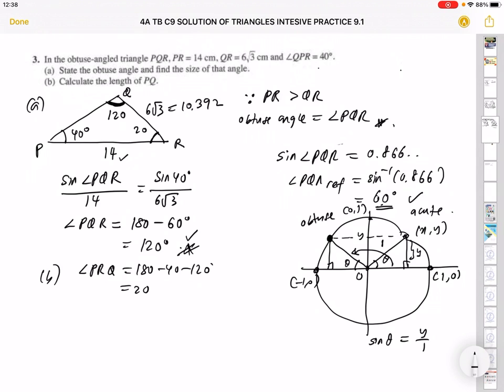And once I know this is 20, I can use sine rule one more time. PQ divided by sine 20, 14 divided by sine 120. Now use your calculator. 5.529.